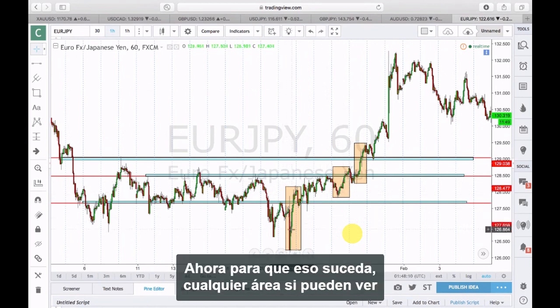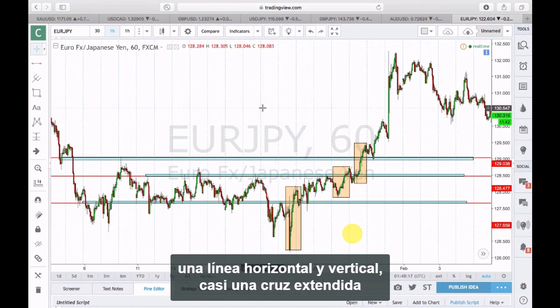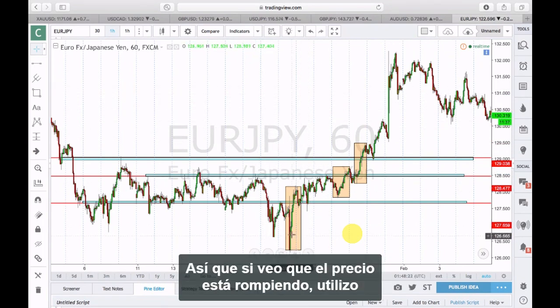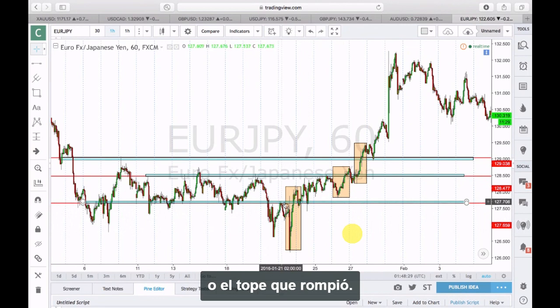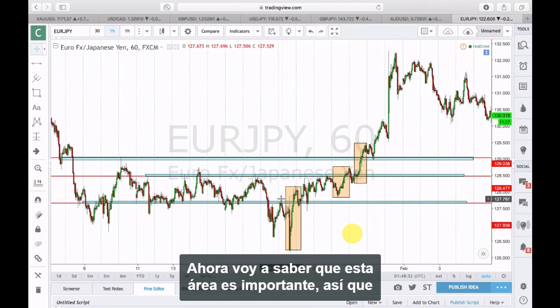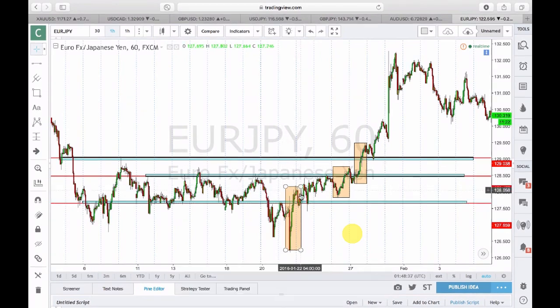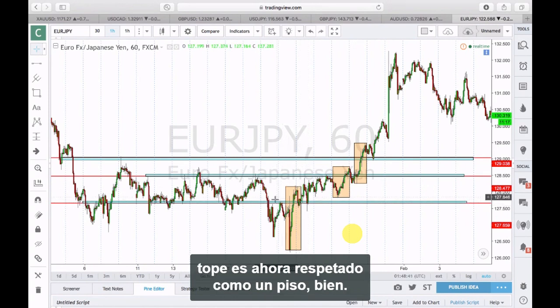Now, in order for that to happen, if you can see on this cursor right here, these crosshairs, you have a horizontal and vertical line, pretty much an extended crosshair everywhere I go. So if I see that price is breaking above, I utilize that horizontal line to see which area of resistance, or the ceiling, that it broke. Now I'm going to know that this area is important. So that way when price comes down to test this area, which it did twice, and respects it, I know that this ceiling is now respected as a floor.